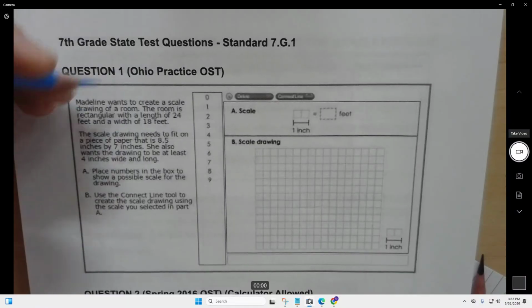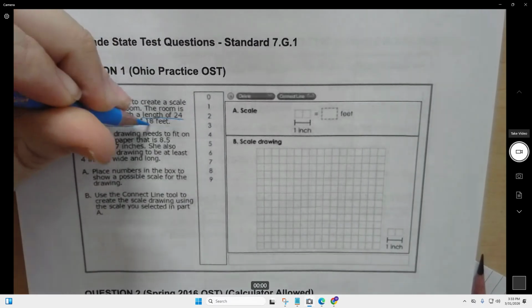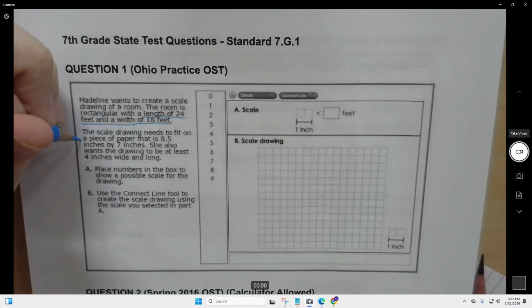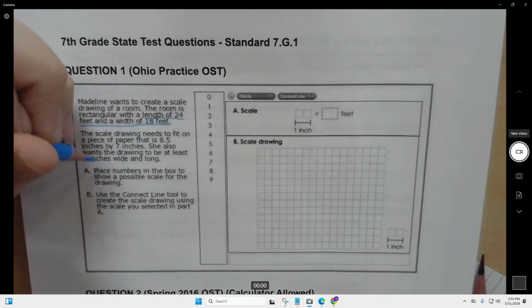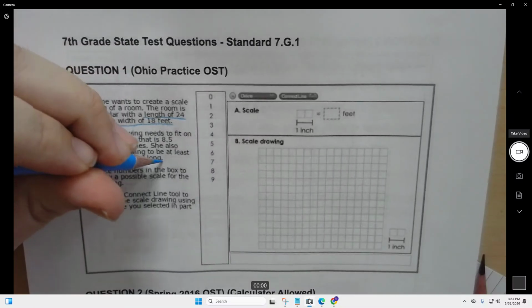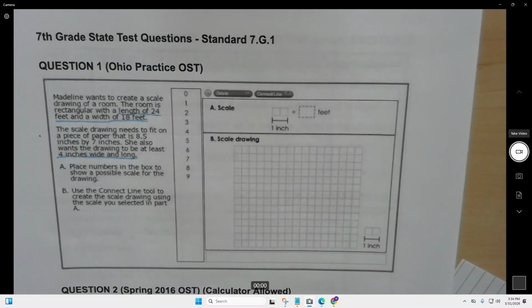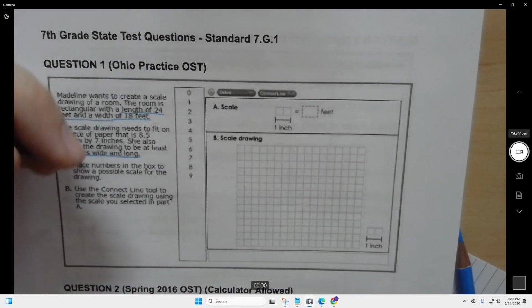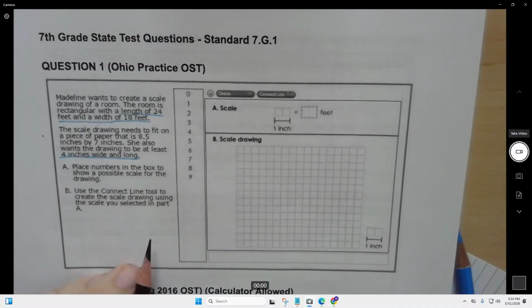Madeline wants to create a scale drawing of a room. The room is rectangular with a length of 24 feet and a width of 18 feet. The scale drawing needs to fit on a piece of paper that is 8.5 inches by 7 inches. She also wants the drawing to be at least 4 inches wide and long. So there's two things. One, place numbers in the box to show a possible scale for the drawing, and then use the connect line tool to create the scale drawing using the scale you selected in part A.